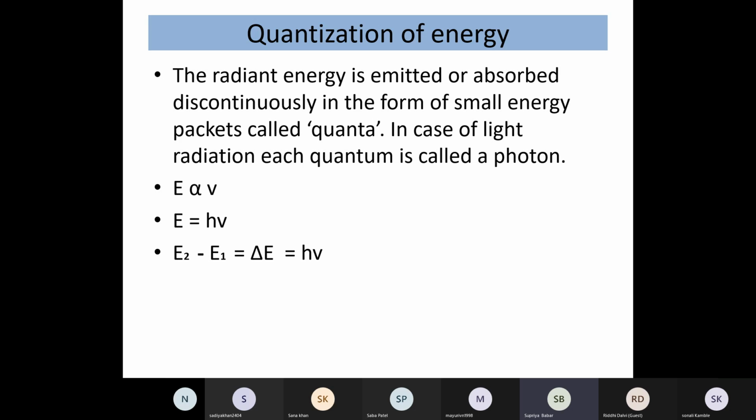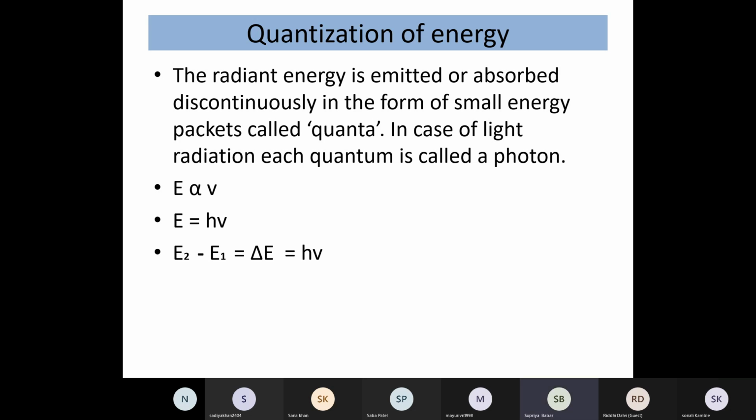hν, 3hν. Okay, it can never be a fraction of a quantum. It should be multiples of the quantum. That is hν, 2hν, 3hν, like that. So if there are now two energy states, E1 and E2.